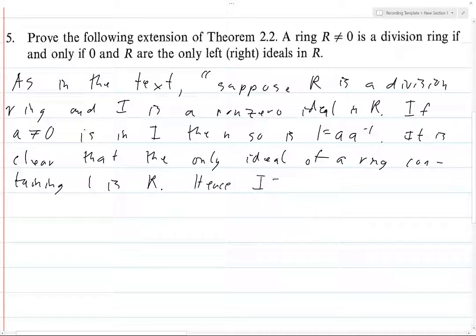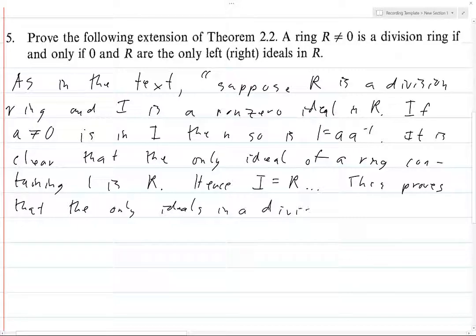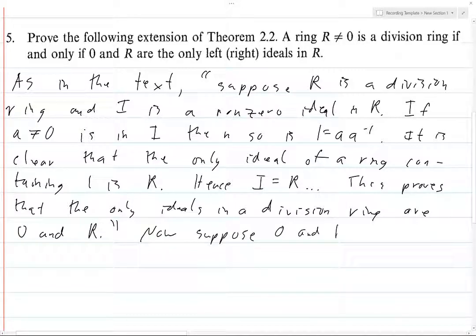Hence, I is equal to R, and then he says some other stuff, but anyways, this proves that the only ideals in a division ring are 0 and R. So now suppose the other direction: 0 and R are the only ideals in R.